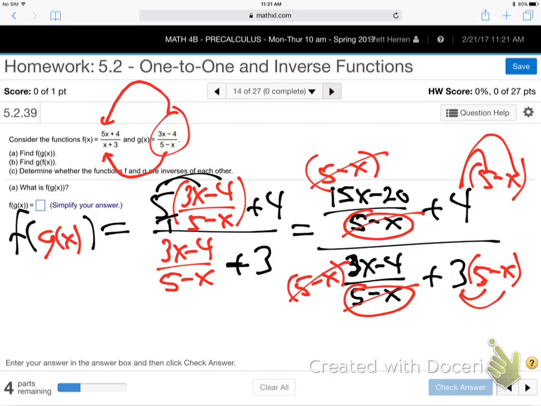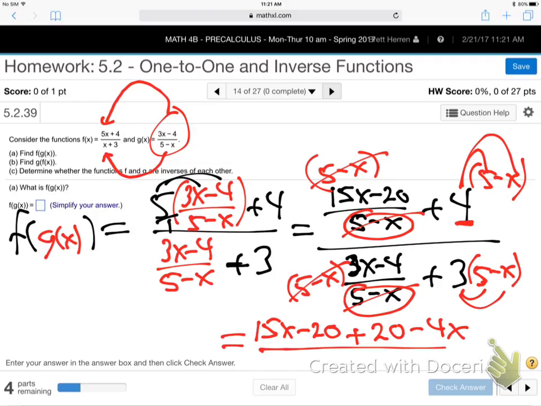Okay, so what do we get then? We get 15x minus 20 plus, and then the 4 is going to distribute to the 5, and this would be 20 minus 4x over on the bottom, 3x minus 4 plus, and then the 3 distributes, 15 minus 3x. We good to there? Everybody see what happened? That's the step right there that really gets people.